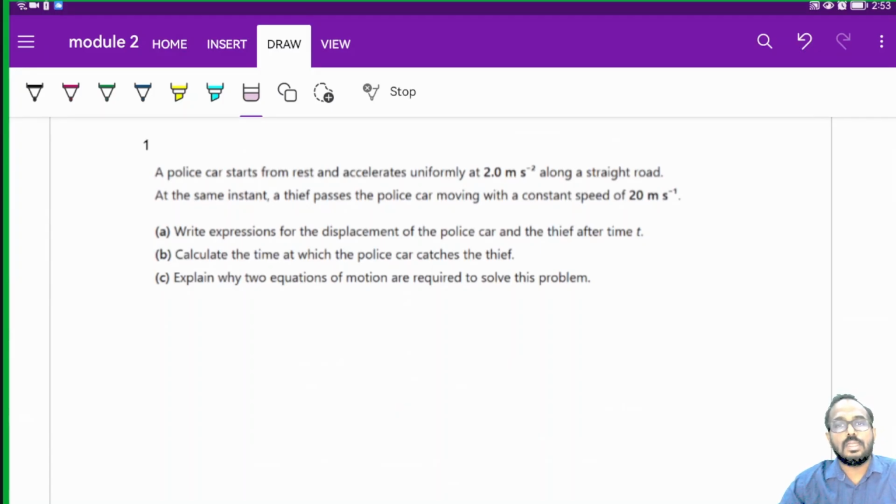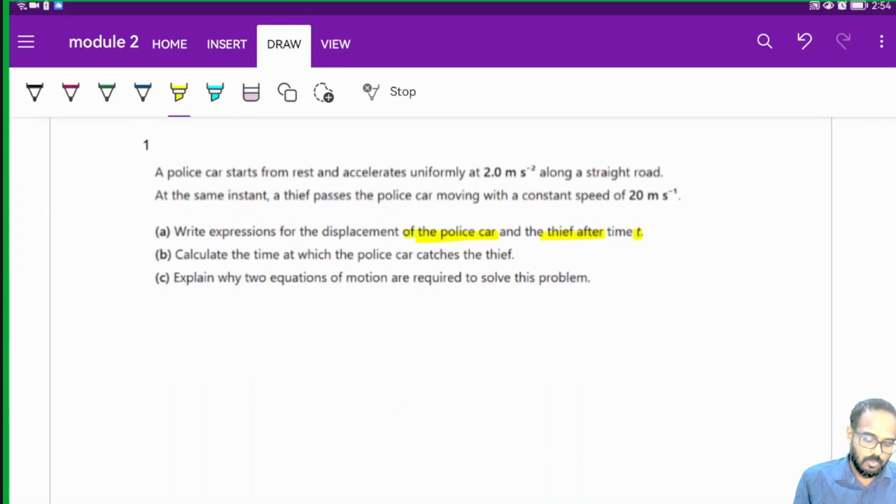There is no acceleration, it is a constant speed, means what? The acceleration is not there, acceleration is 0. So you need to find out the displacement for what? The police car and the thief after time t. So in the first question, displacement is the requirement. Okay, you need to write the displacement expression for the police car and the thief after t time. Okay, you need to write an expression in terms of t.